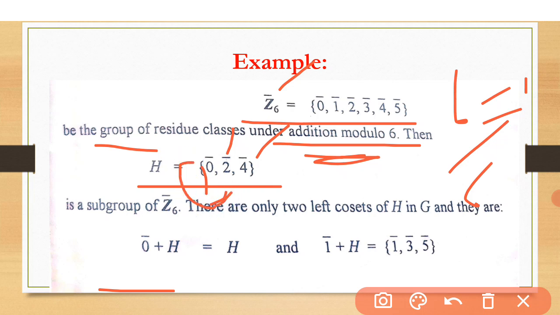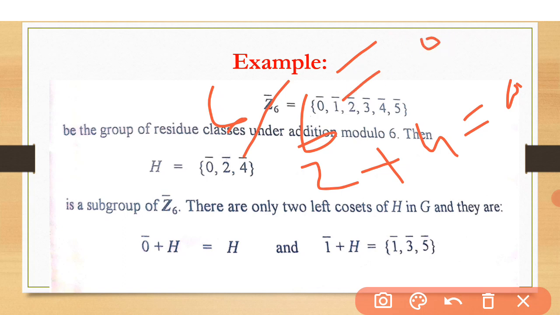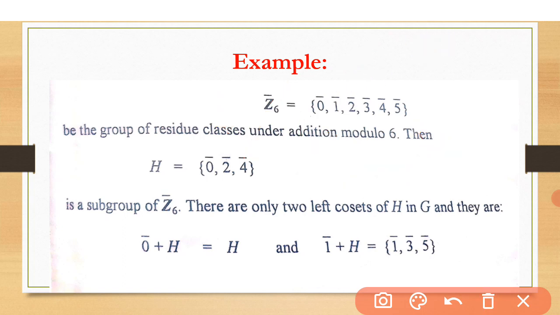When we add 2 and 0, it gives us 2, and when we add 4 and 0, it gives us 4. It means it is closed. And we know that 2 plus 4 gives 6, but modulo 6 the remainder is 0, which is the identity. It means 2 and 4 are inverses of each other and 0 is the identity element. So identity exists, inverses exist, it is closed, and associativity also holds in general. So it is a subgroup.